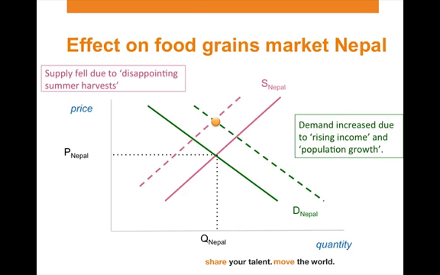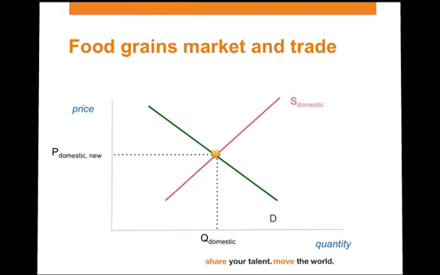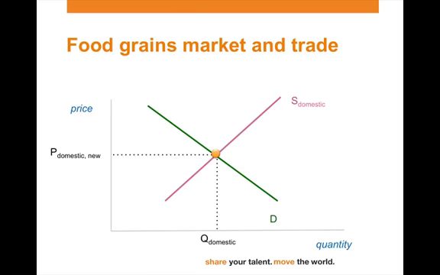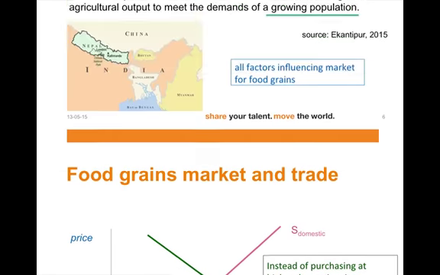When the price on the domestic market rises, it means that the relative price of imports decreases. In other words, imports become cheaper. So what does this mean for the food grain market and trade? Instead of purchasing at higher domestic prices, demand for imports will increase. Trade gives access to the world market, and therefore imports for Nepal will increase.